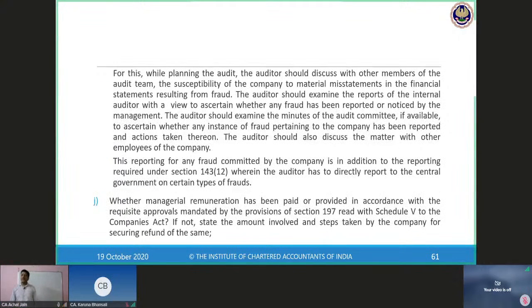Next, whether the managerial remuneration has been paid or provided in accordance with the requisite approvals as per the requirements of the Companies Act. Now the managerial remuneration has to be as per the approved limits or as per the limits prescribed in the Companies Act. So if the payouts have been more and the company has not taken the necessary approvals, then this is again not beneficial for the company or for the stakeholders who have invested in the company. And that's why it becomes very important for the auditor to look into these aspects and report any of such matters in the report.